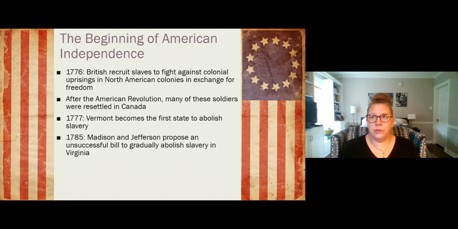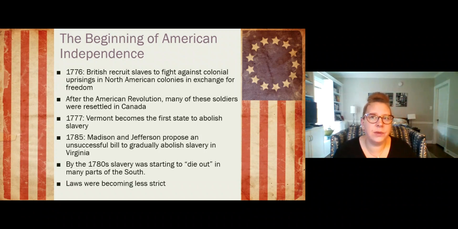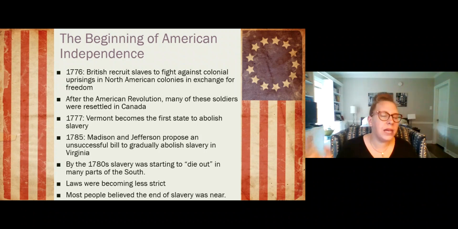they also recognized that slavery was not sustainable. And so they were doing this gradual abolition thing, or trying to, and Virginia was not hearing it. They were not having it. But generally speaking, by the 1780s, slavery was starting to die out in many parts of the South. You were seeing fewer slaves, you were seeing smaller farms, laws were becoming less strict. Most people believed that the end of slavery was near.